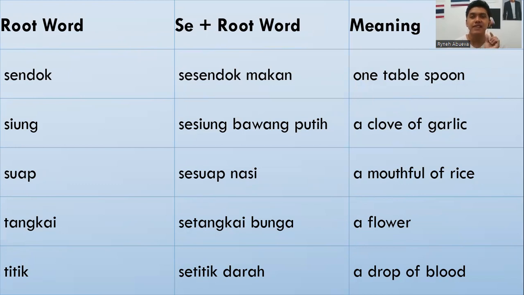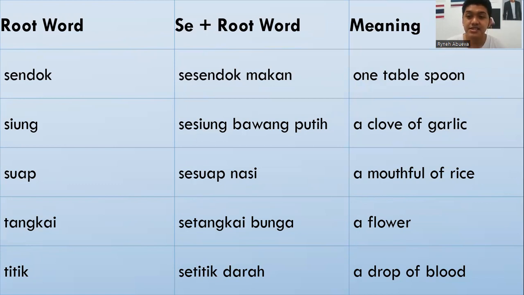Siung. Siung means a clove. Para sa kanang clove ng garlic. Clove na ginagamit lang siya sa garlic. Sesiung. Sesiung bawang putih, meaning a clove of garlic. Suap. Suap means kapag kumakain ka, tapos gusto mong isubo, mga subo ganyan. Suap, soup. If we're going to add the same prefix to that word suap, it will become sesuap. Sesuap nasi, meaning a mouthful of rice.